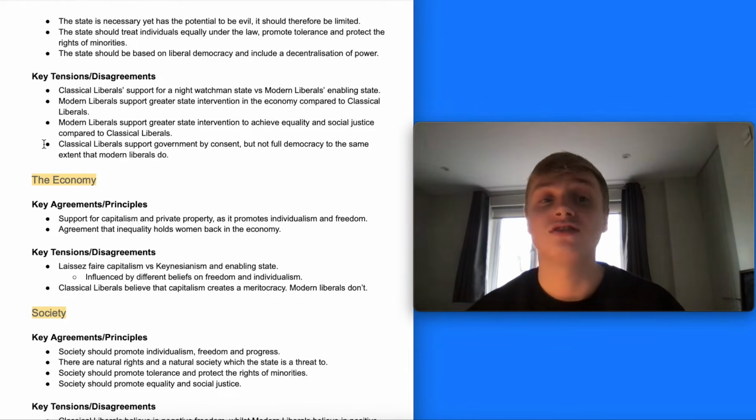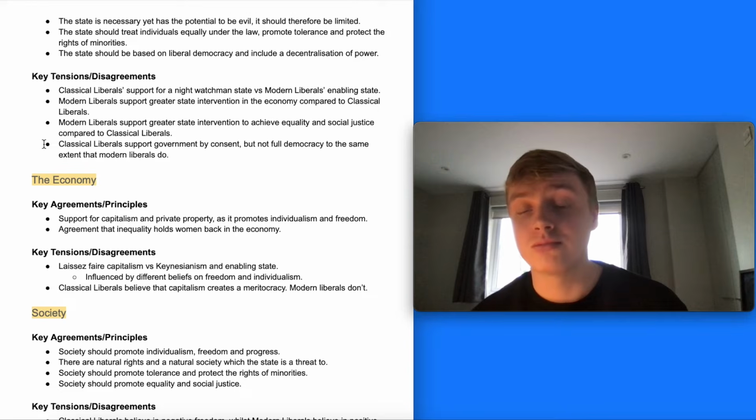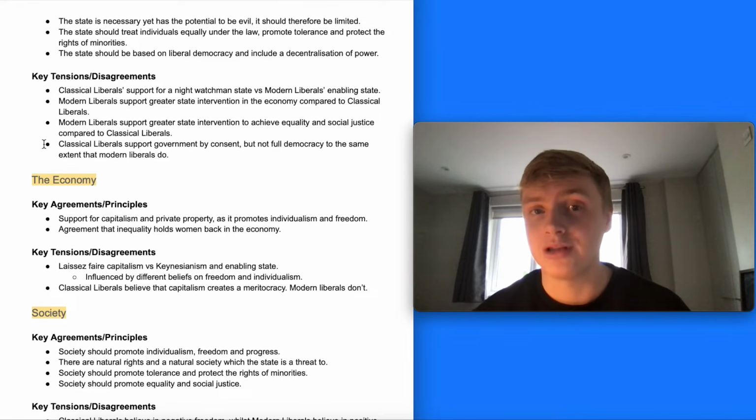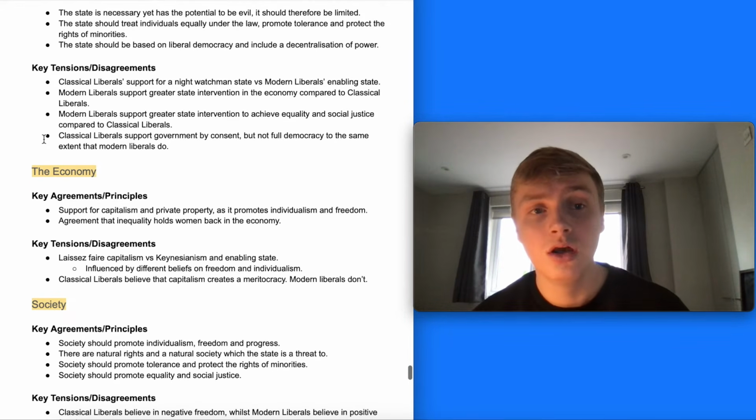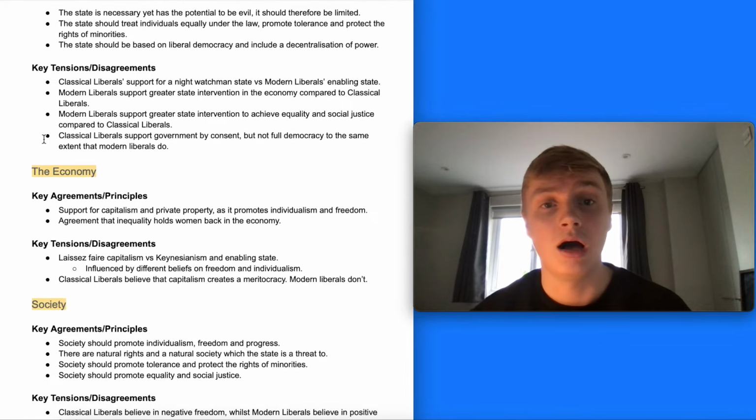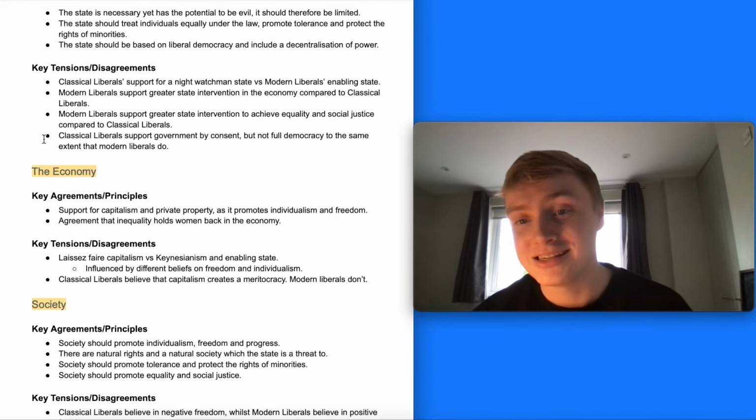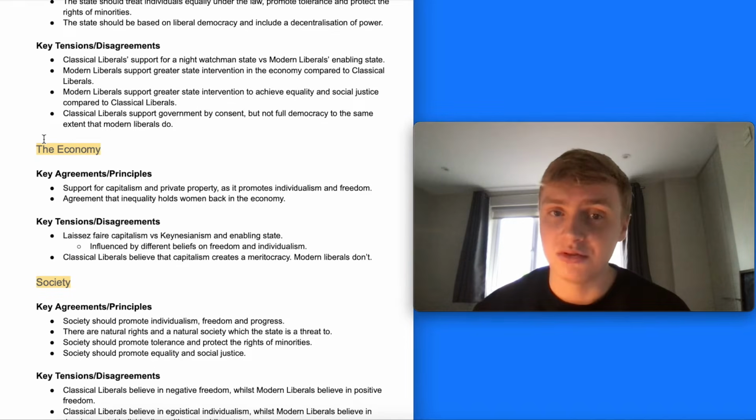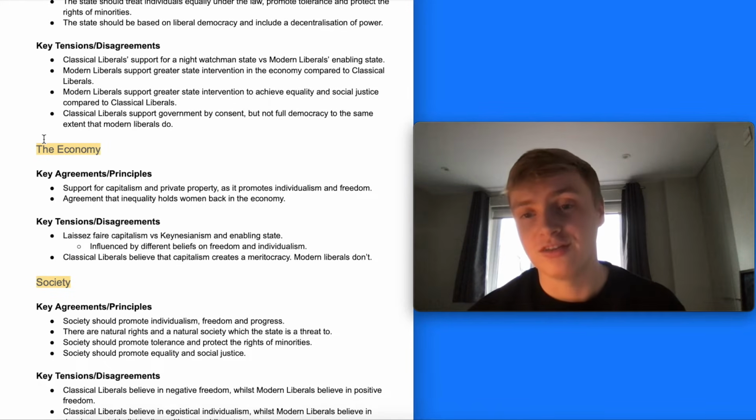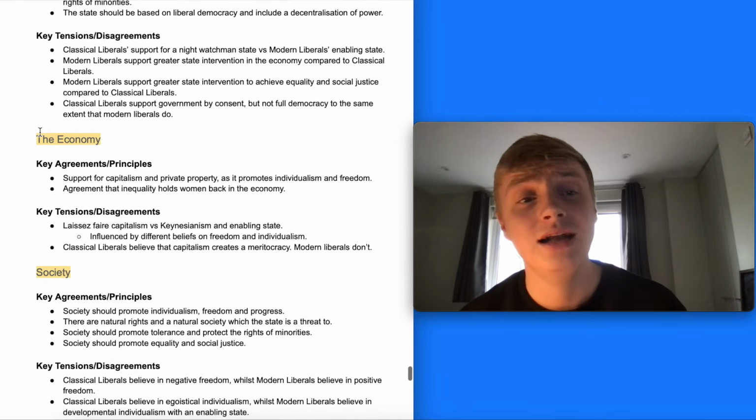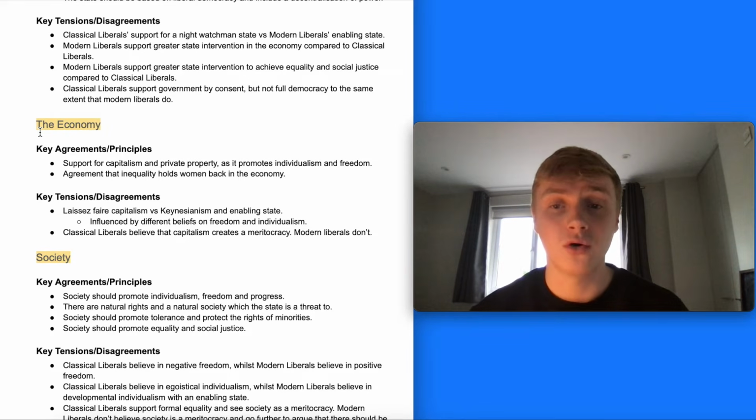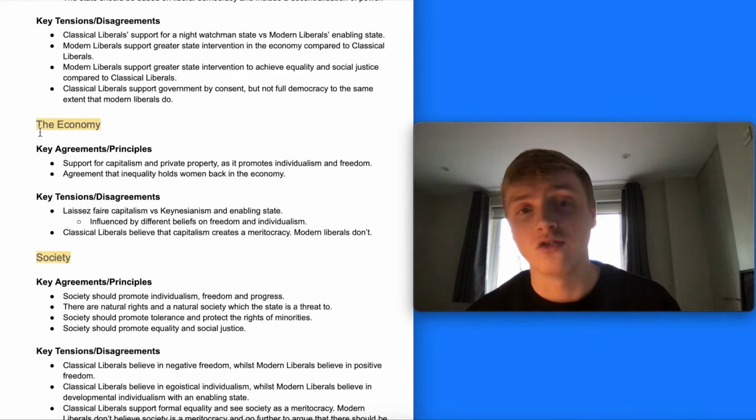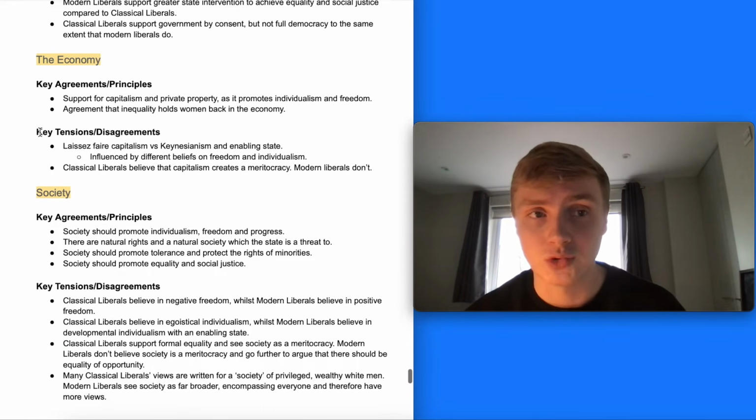Key tensions and disagreements are classical liberals' support for a night watchman state versus modern liberals' enabling state. Modern liberals support greater state intervention in the economy, compared to classical liberals supporting very limited state intervention in the economy. And you see the same in terms of state intervention to achieve equality and social justice. Then, though they both support government by consent, classical liberals' view is much less radical. They don't support full democracy in the same way that modern liberals do.